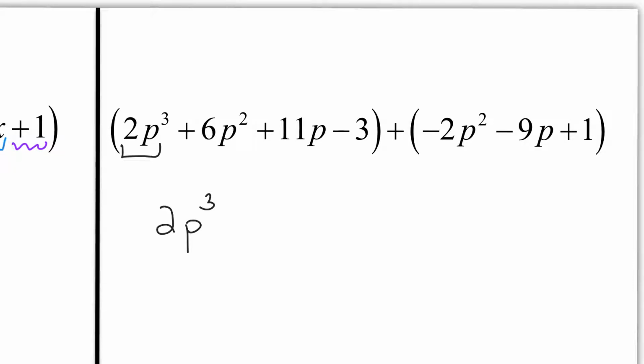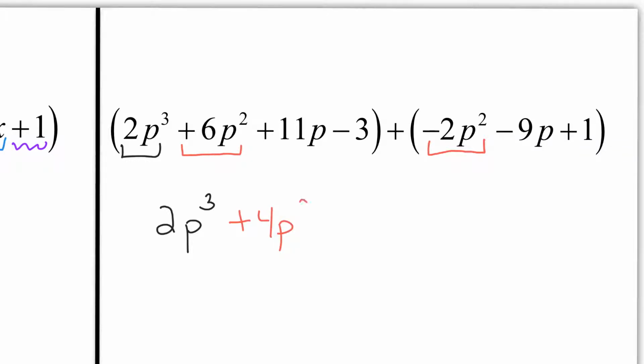And that's the highest one we start with. Then I go to the squares. So I do have a positive 6p squared plus a negative 2p squared. Remember, a positive plus a negative, positive 6 is the same thing as a minus 2. You don't have to say plus negative. You just say 6 minus 2. That's going to be positive 4.